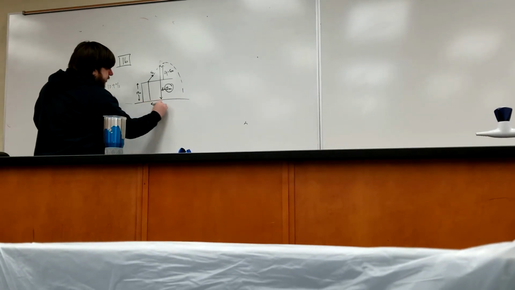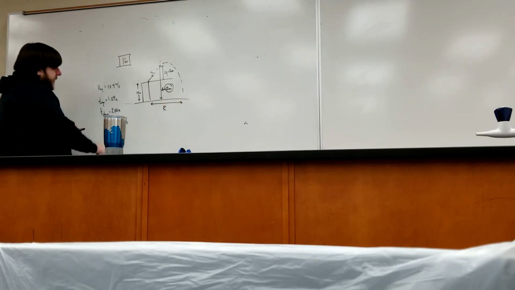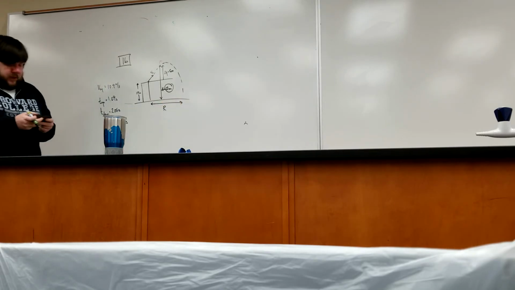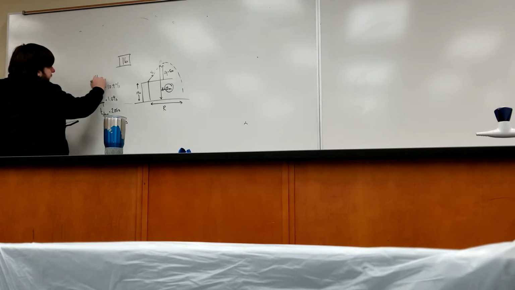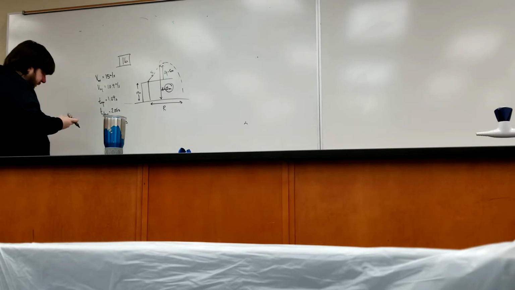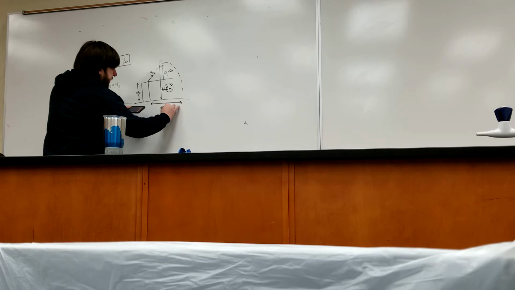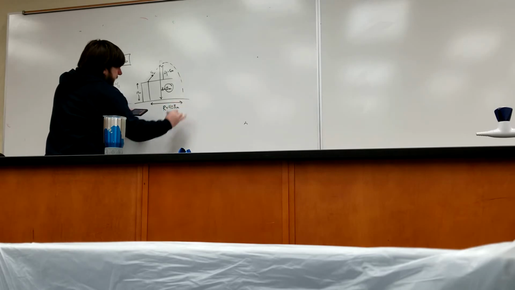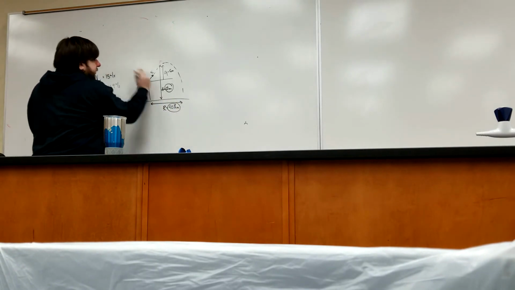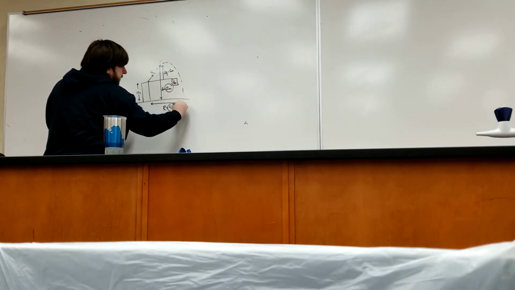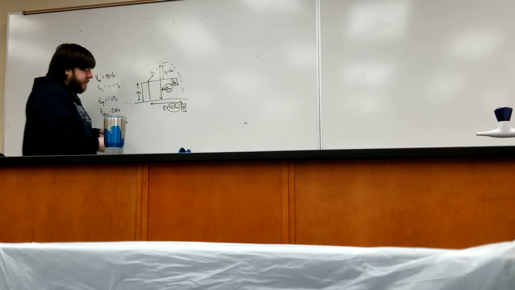So the range is going to be the time of flight times the horizontal component of the velocity. Horizontal component is 40 cosine 17. The horizontal component, v naught x, is 13 meters per second. 13 times 3.14. So the range is 40.8 meters. Okay, that's the answer to 17. So this is the answer to question 16. This is the answer to question 17, the correct ones.